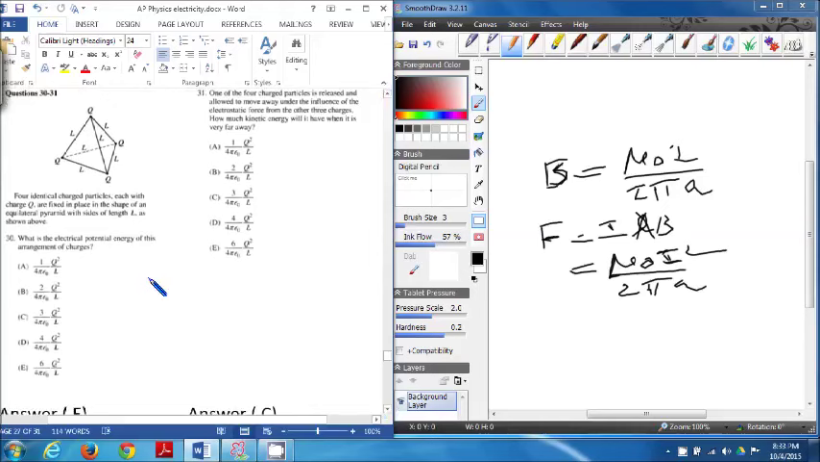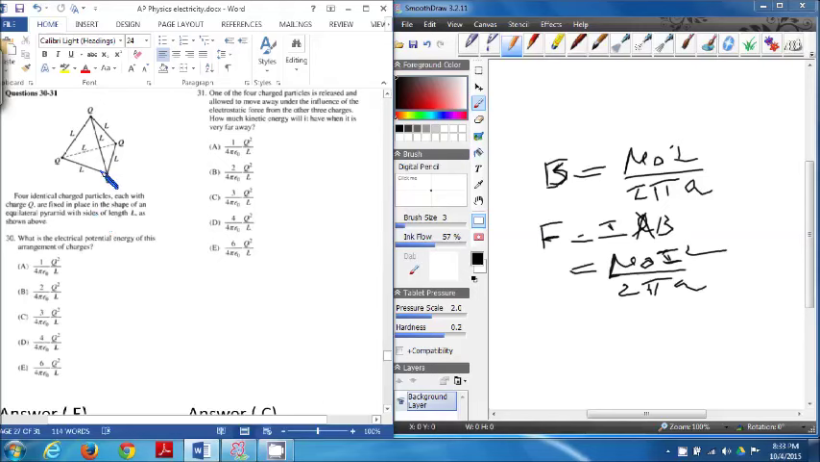Problem number 30. Four identical charged particles, each with charge Q, are fixed in place in the shape of an equilateral pyramid with sides of length L as shown above. What is the electrical potential energy of this arrangement of charges? Here, to calculate the potential energy of the charges, we have to take them in pairs.